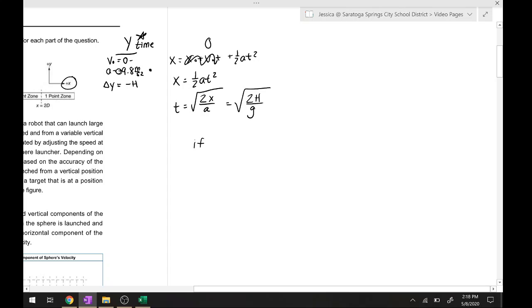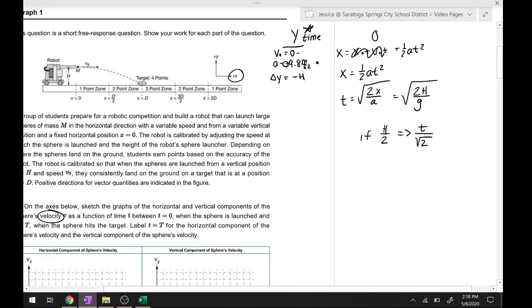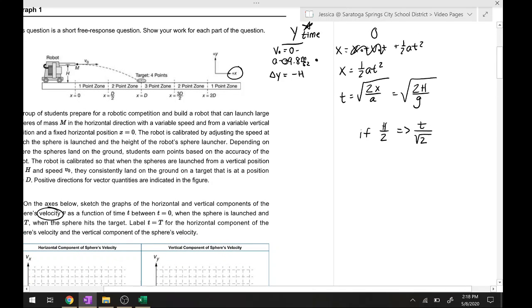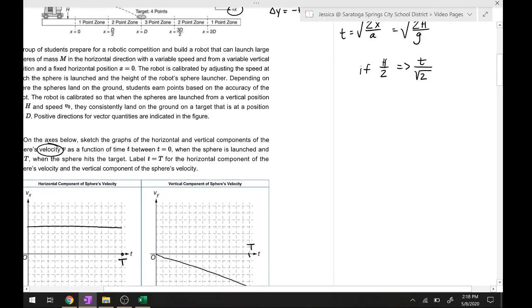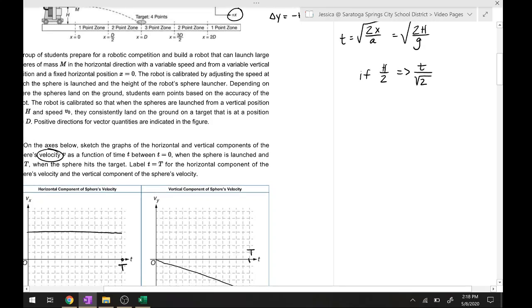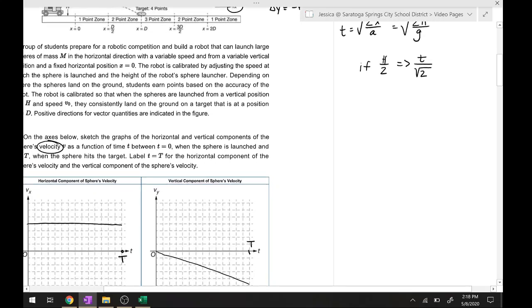Okay? So if I cut h in half, okay, that's going to change t by a factor of 1 over the square root of 2, since h and t have a square root relationship. Okay? So it's not exactly cutting time in half. So doubling the velocity is not going to get me back to position d, but it is going to get me pretty close, which is exciting. Okay? So I'm not going to be able to get into the 4-point zone. Okay.